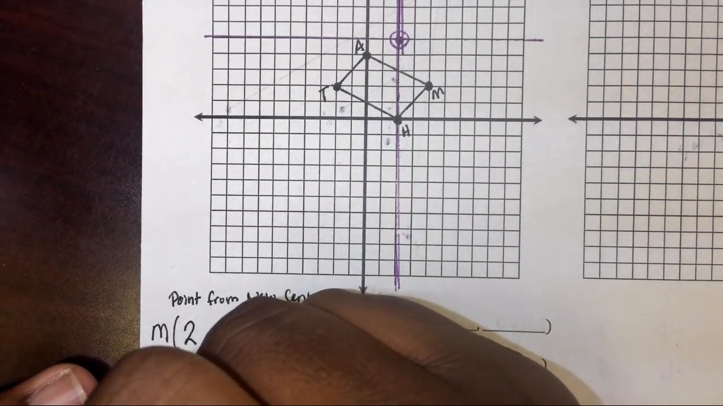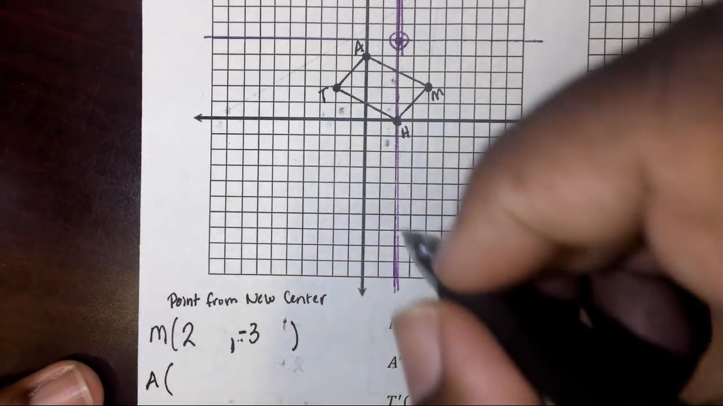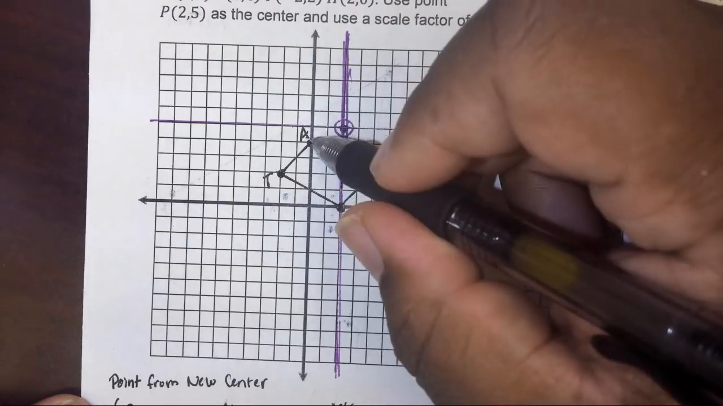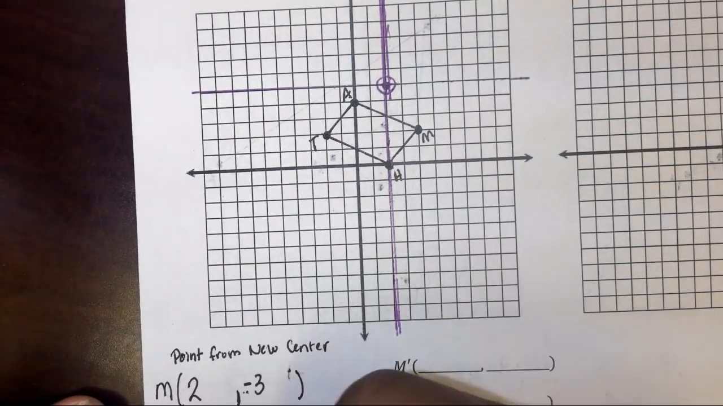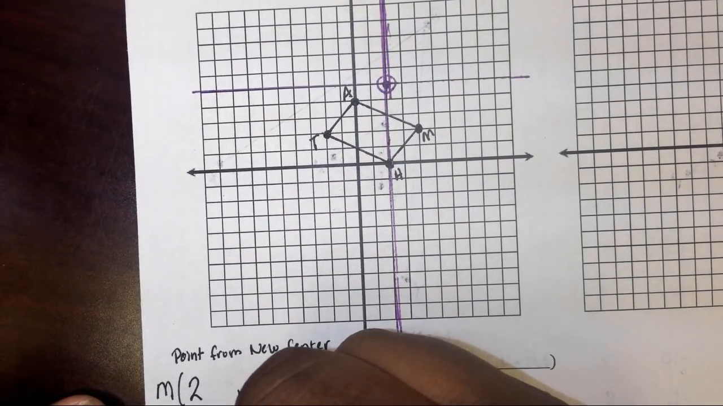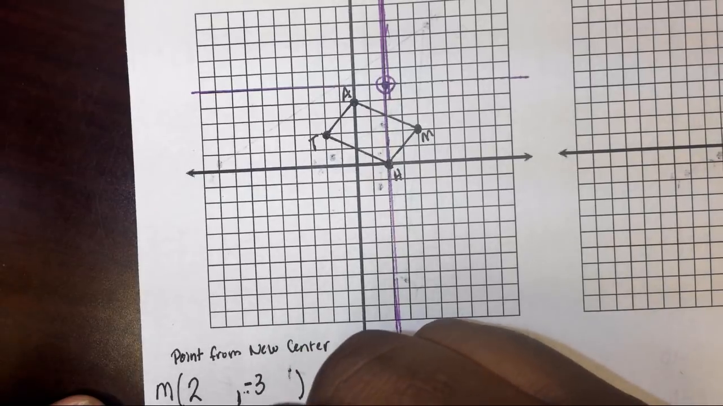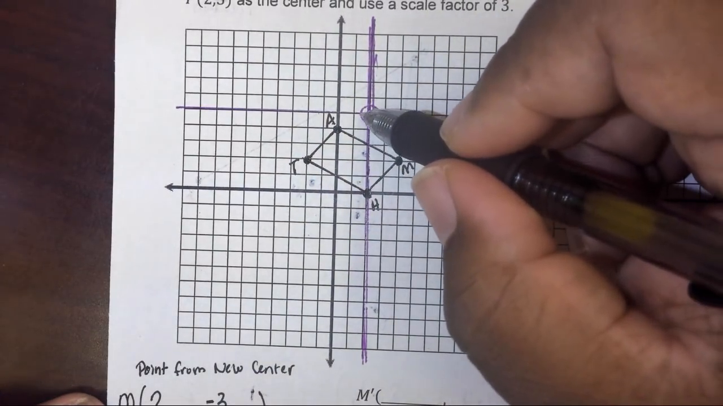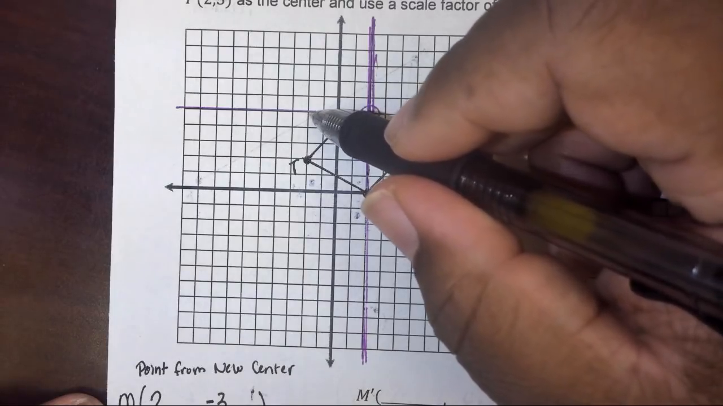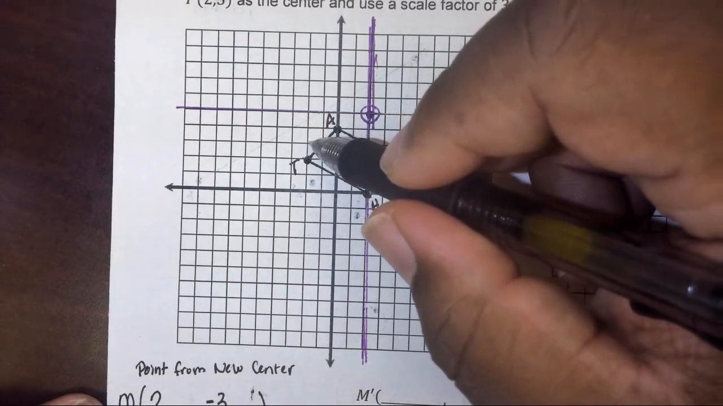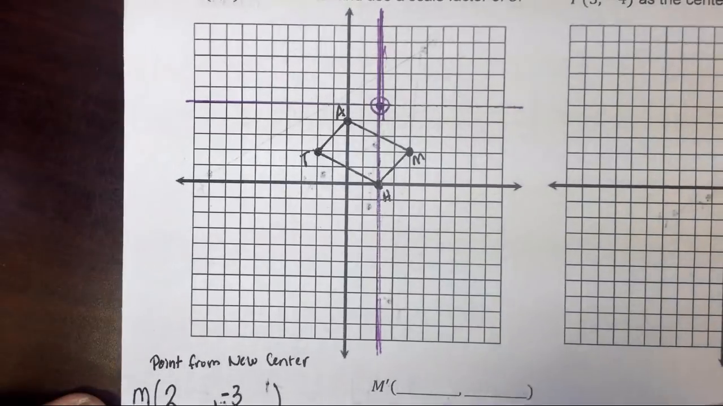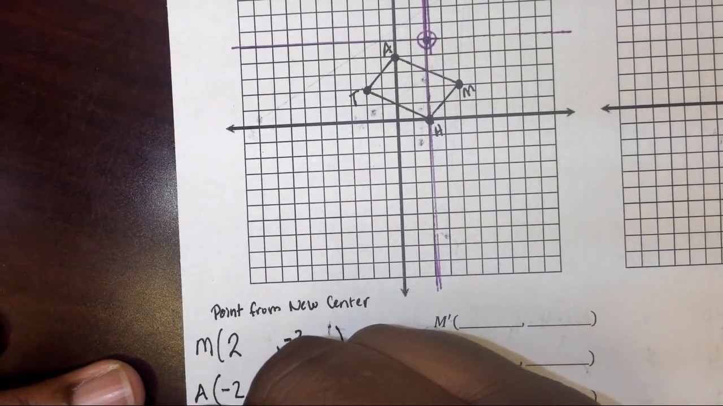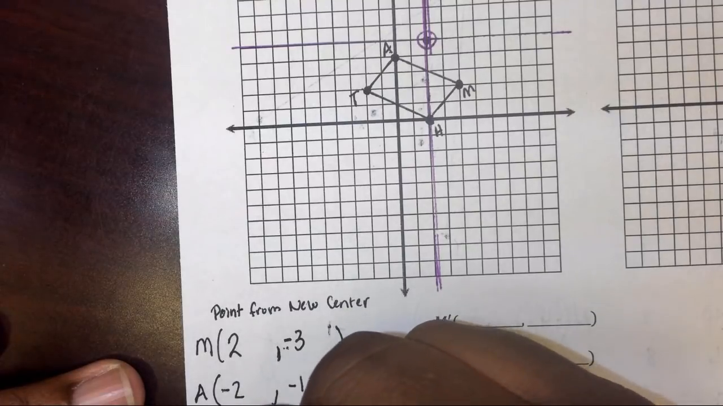A is at, from this center, negative 2, negative 1. You should be following me. We've done this before. Negative 2, negative 1. And then T is at negative 1, 2, 3, 4 over, down negative 1, 2, 3. So negative 4, negative 3. T is at negative 4, negative 3.